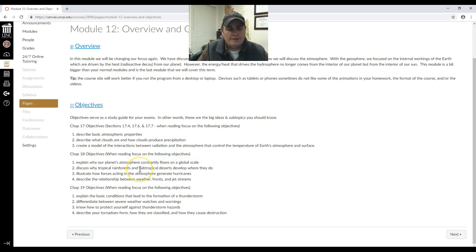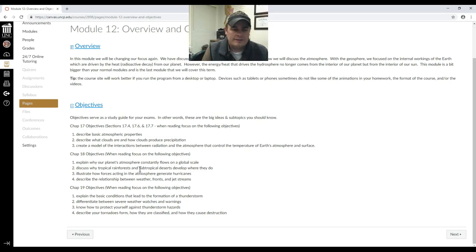Then chapter 19 will be explaining the basic conditions that lead to a thunderstorm. Okay, differentiate between severe weather watches and warnings. We'll talk about that. We're talking about tornadoes in a sense. Know how to protect yourself against thunderstorm hazards, and then describe how tornadoes form, how they're classified, and the cause of destruction.